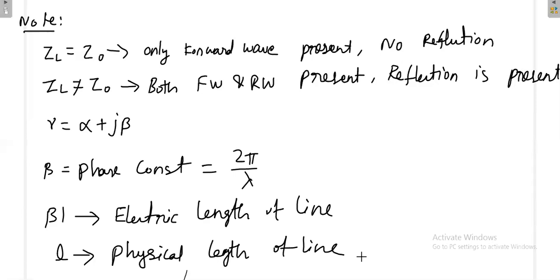Now we will analyze some of the special cases like open circuit lines. If it is an open circuit line, then what happens? If it is a short circuit line, then what happens? All that we'll discuss now. Special cases. First one is the open circuit line.